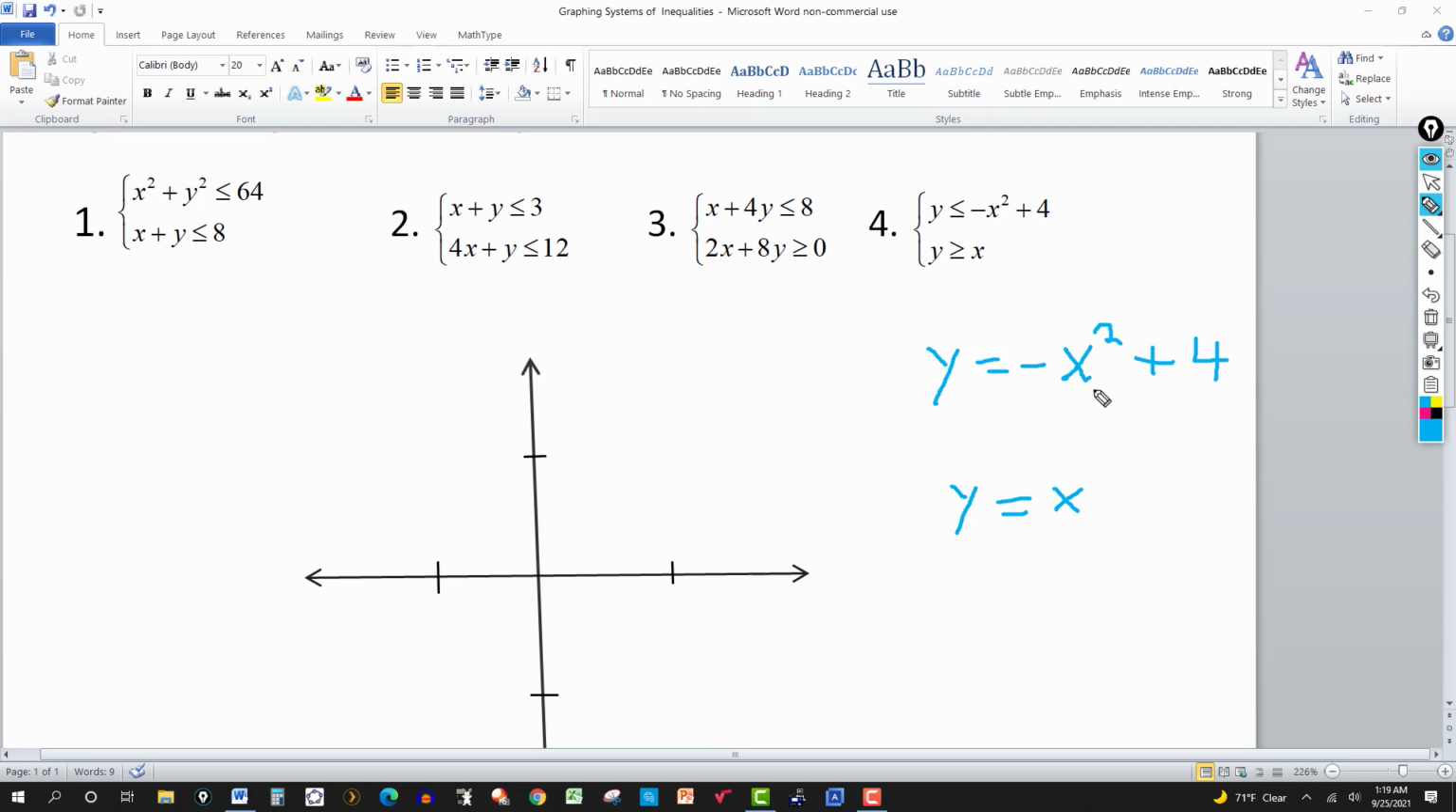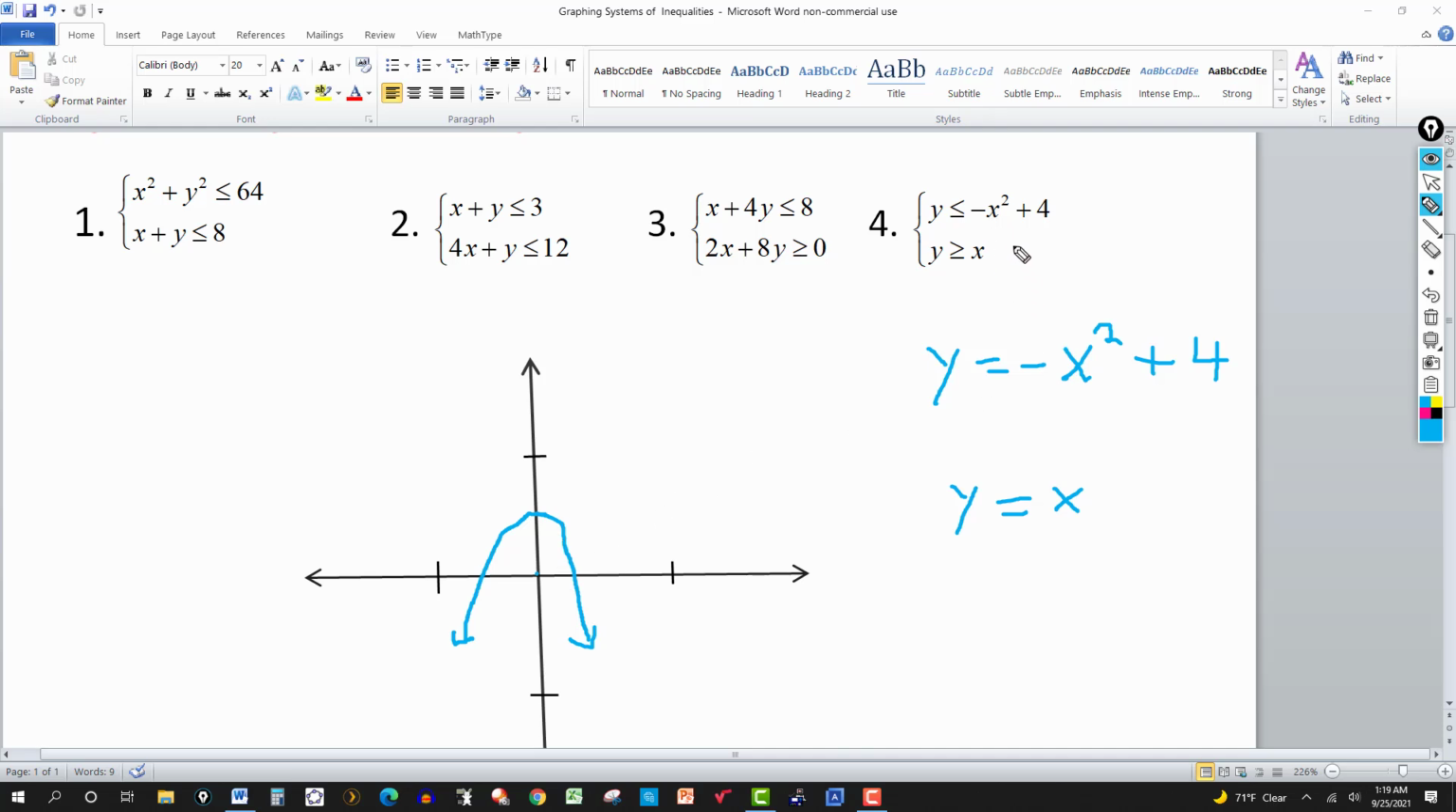So let's see, this one, without the 4, will have vertex at 0, 0. At the 4, it moves it up 4 units. So vertex right here, and it opens down because the coefficient of the x squared is negative. So I go up 4 units, so what about here? And this is going to come down like this. So for my test point, I'm going to use 0, 0, which is inside here, the parabola, below the vertex.